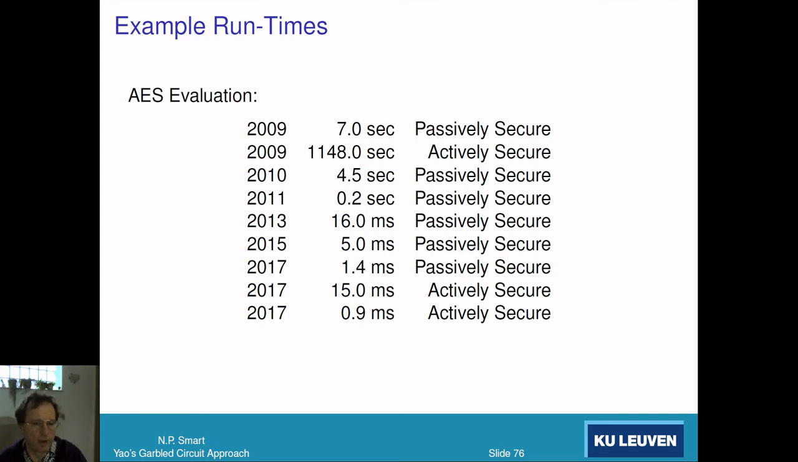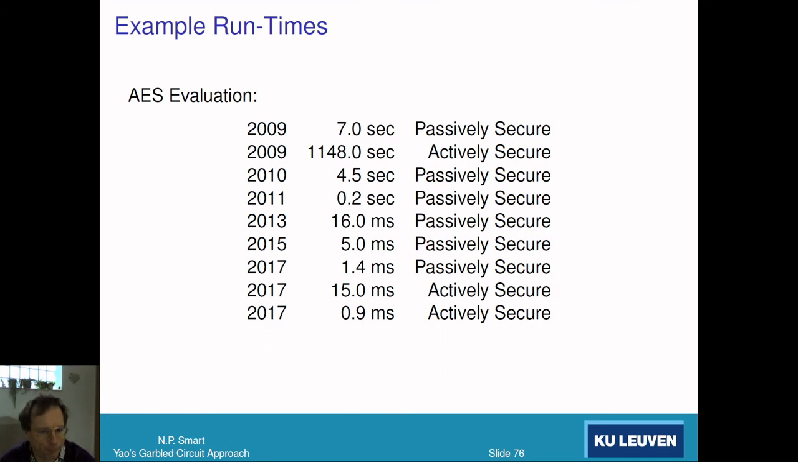So here are some runtimes, which show how things have changed over the last few years. If you think of evaluating the AES circuit using Yao, so we write the AES circuit down, which is the standard test in this case. In a passively secure protocol in 2009, it took 7 seconds to evaluate it with a two-party Yao protocol. The actively secure version, which is very similar to what I just described, took well over 1,000 seconds.